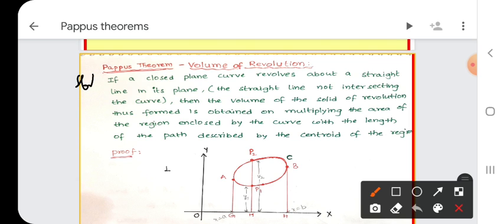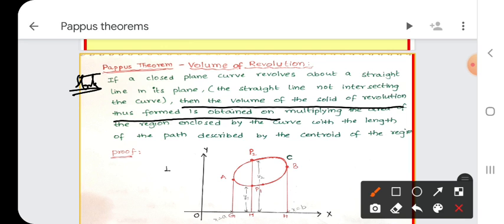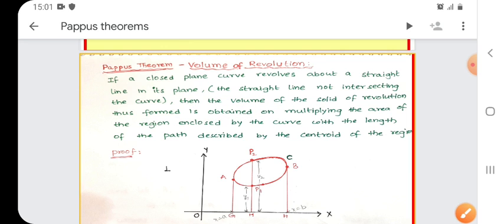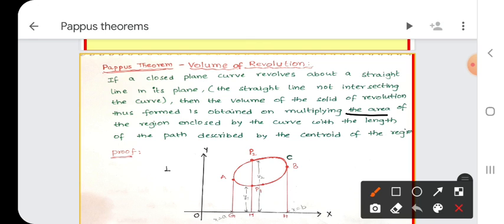This is the statement. If a closed plane curve revolves about a straight line in its plane, then the volume of the solid of revolution thus formed is obtained on multiplying the area of the region enclosed by the curve with the length of the path described by the centroid of the region.